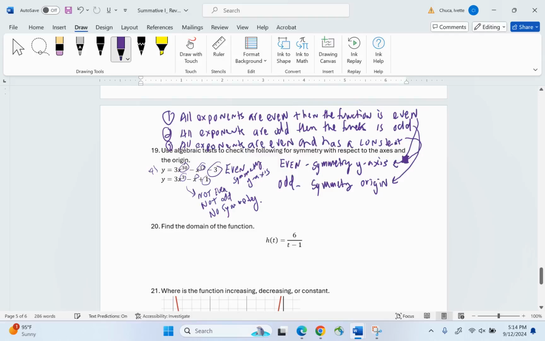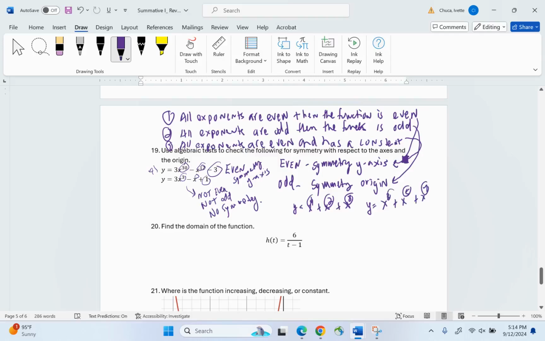And then the other cases were if you had something like this, if they're all even, then the function is even. Therefore, you're going to have symmetry on the y-axis. Or if they are all odd, then you have symmetry on the origin.